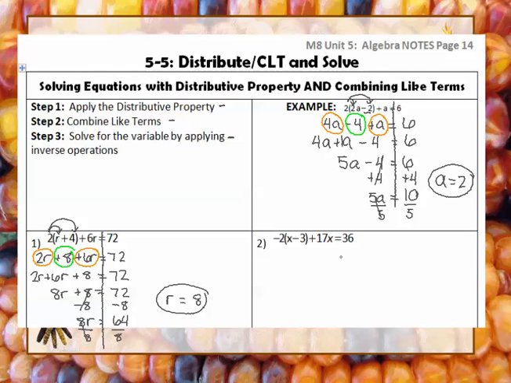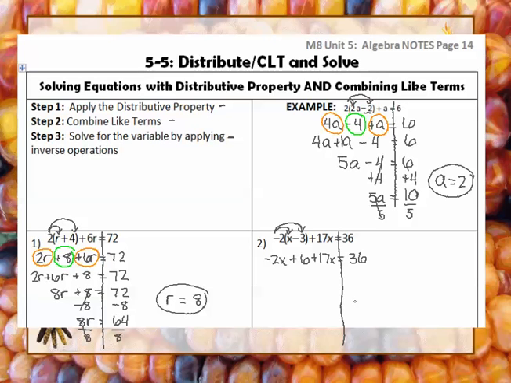Alright, now that you've done number 2, let's check your work. We're solving, so we can draw our line down the middle. We always ask ourselves, do I have distributive property first? I do. I have negative 2 times x, and negative 2 times a negative 3. Negative 2 times 1x gives me negative 2x. Negative 2 times negative 3 gives me a positive 6. Then I have plus 17x behind it that I just rewrite, and that's all equal to 36.